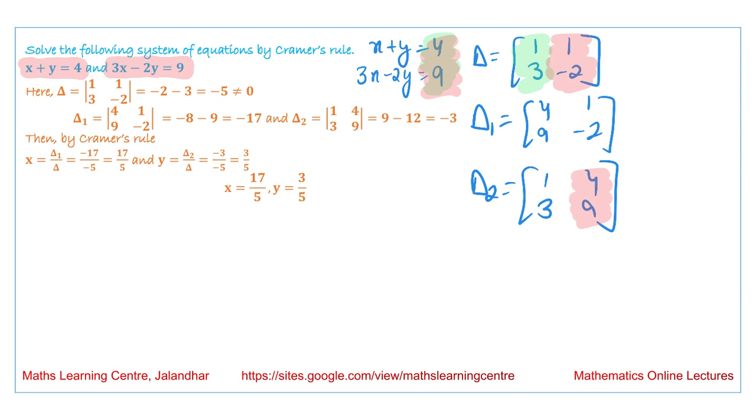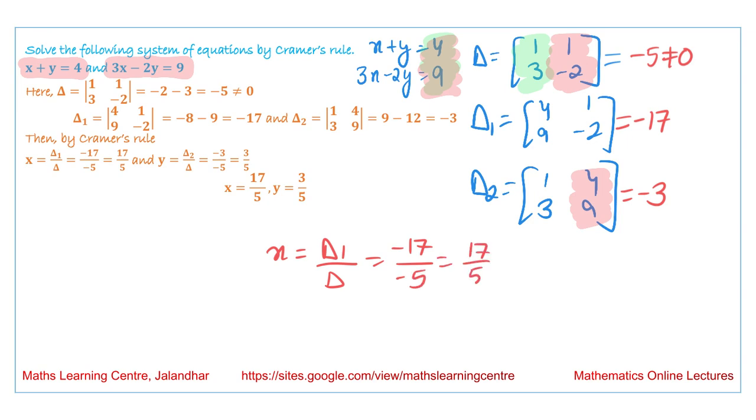If we solve all these determinants, we obtain that the value of delta is equal to minus 5, which is not equal to 0. It means the system is consistent and will have a unique solution. When you solve this, you will get minus 17, and when you solve this, it is minus 3. So the value of x is delta 1 over delta, that is minus 17 by minus 5, which is equal to 17 by 5, and y is equal to delta 2 by delta, that is minus 3 by minus 5, which is equal to 3 by 5.